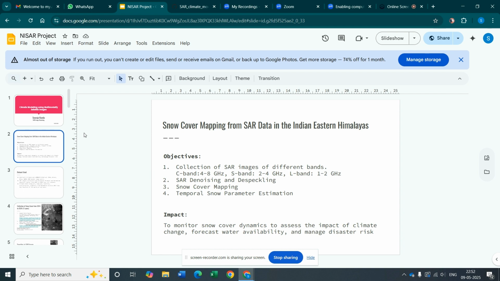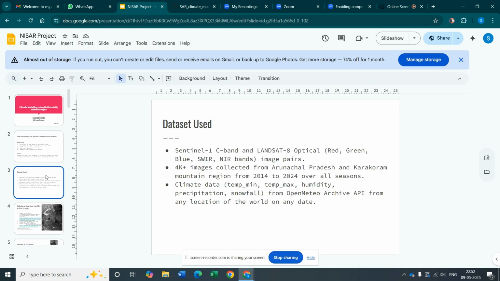I collected the data. The SAR images were collected from Sentinel-1 C-band images, and the optical images were collected from Landsat 8. I used Google Earth Engine for collecting those, and mainly of two regions. One is the Arunachal Pradesh region, and another is the west of Karakoram mountain region. And I gave different latitudes and longitudes over the years from 2014 to 2024.